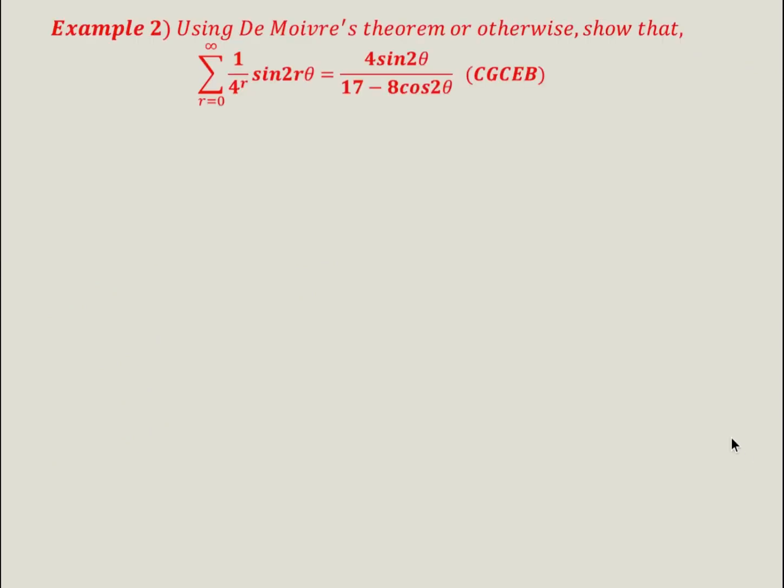Okay, we take the second example. Using the Moivre's theorem or otherwise, show that summation from r equals 0 to infinity of 1 all over 4 to the r sine 2 r theta equals 4 sine 2 theta all over 17 minus 8 cos 2 theta. This is another GC equation.